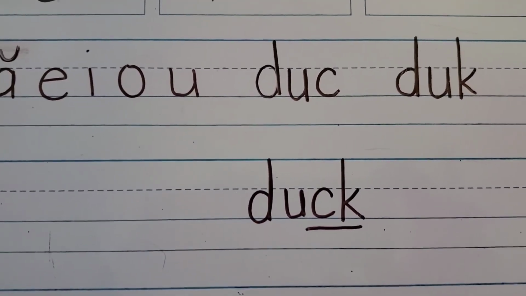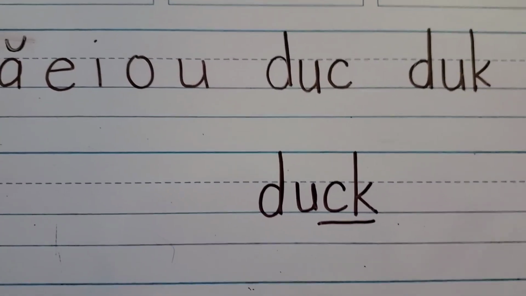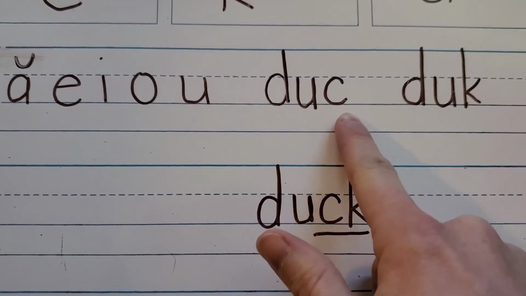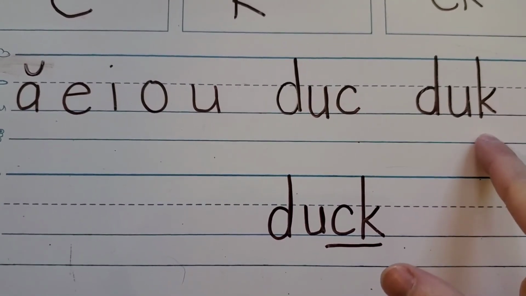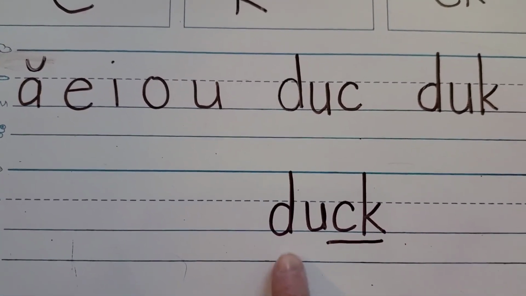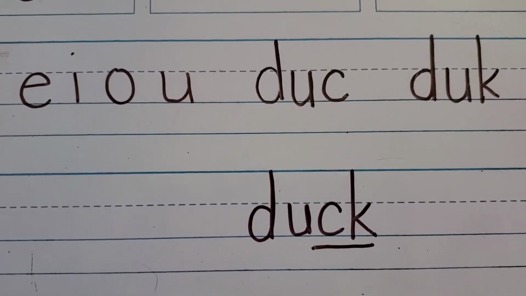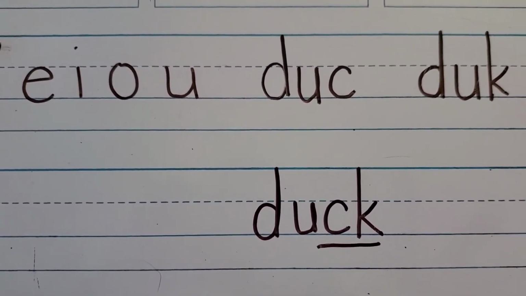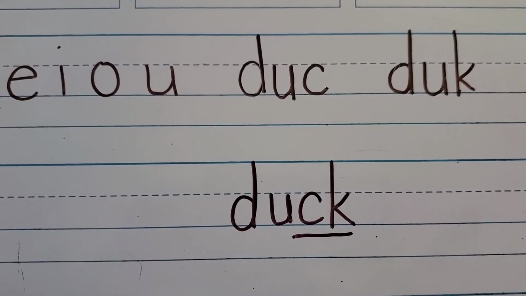Well, Miss Higgins, which one is right? I'm so glad you asked me. Let's take a look at them. Let's sound each of these out. D-U-C, duck. D-U-K, duck. D-U-C-K, duck. They all say duck, right? But really, there's only one that is correct.